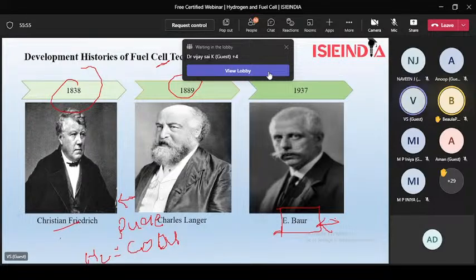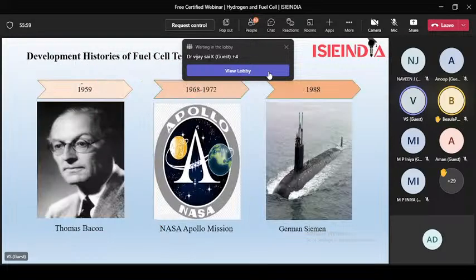Okay, so coming to the next slide, in 1959, Thomas Bacon was the scientist who developed the AFC fuel cells. So fuel cells are of different types. The first solid electrolyte fuel cell was developed in 1937, and AFC stands for alkaline fuel cell. So this was developed by Thomas Bacon in 1959.